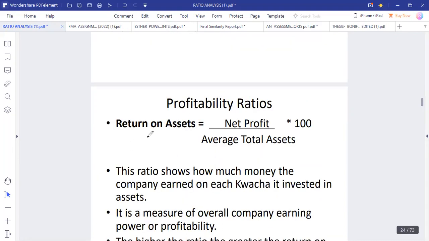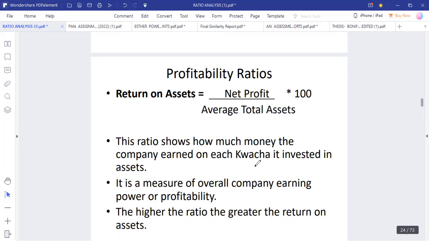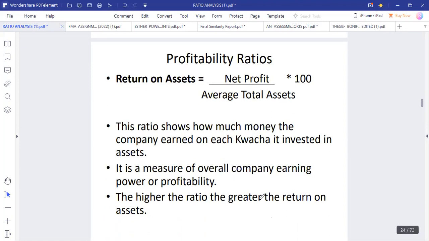The return on assets is simply given by the net profit over the average total assets times 100. This one shows how much money the company has earned on every dollar invested. Whenever we're dealing with the return on assets, it measures the company's overall earning power or profitability. The higher the ratio, the greater the return on assets. So this is called our return on assets.